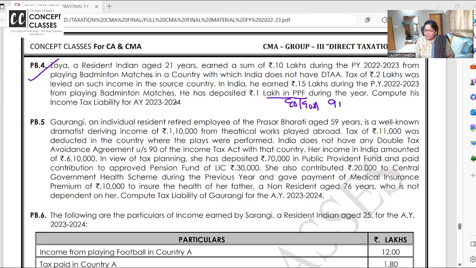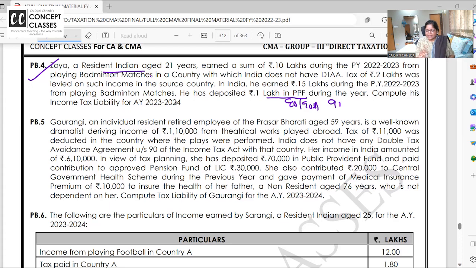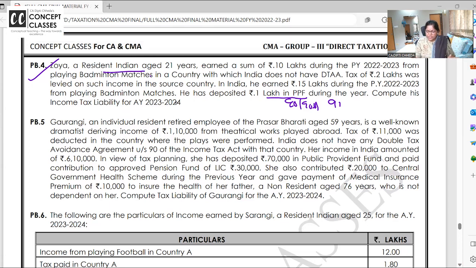So compute his income tax liability. So let us do, because they have said that he's a resident of India. Yes. Has he earned income outside India? So outside India also he earned 2 lakh rupees based on source, and in India he has 15 lakhs income. Okay. And he is satisfying all the conditions. So he will get a relief under section 91. This is your first problem.